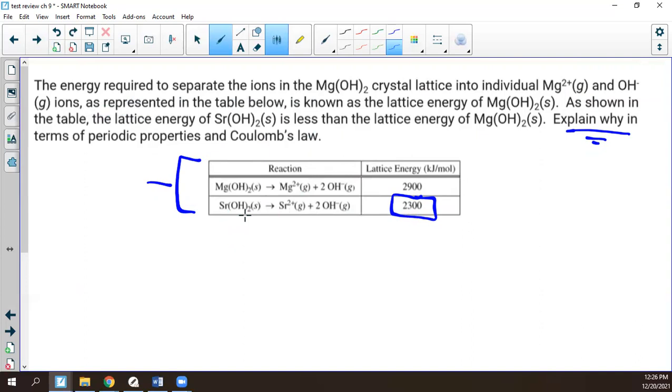According to Coulomb's law, why? Oh man, we did this already. I'm nervous. You two know? Yeah. Okay. Good thing we're reviewing, huh?